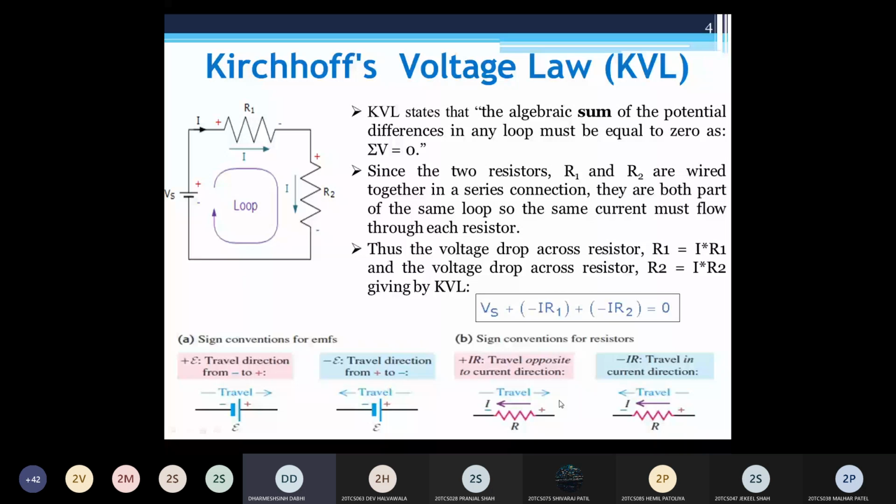Suppose you choose that the travel direction is from negative to positive, you consider it negative. In the same way you consider it for the resistance also. For the opposite travel direction, you consider it a negative voltage drop. So consider the opposite for both the resistance as well as the EMF. No, sir, if we consider the voltage as negative, but still the resistance will be positive.